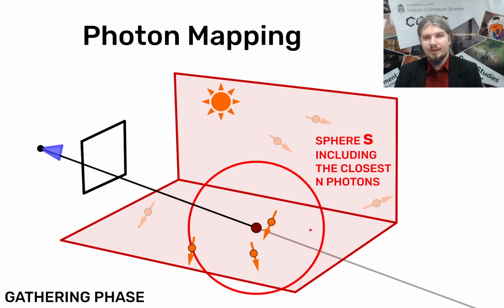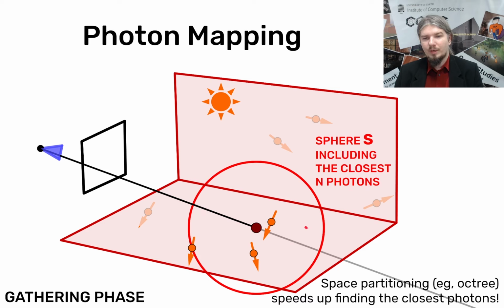At that point, when we're trying to look up the photons, some space partitioning algorithm like an octree will speed up finding those closest photons. This means that when you're creating the photon map, you should already consider what space partitioning technique you are going to use and where you are storing those photons. You can store them in an octree that will make fetching them later much easier.